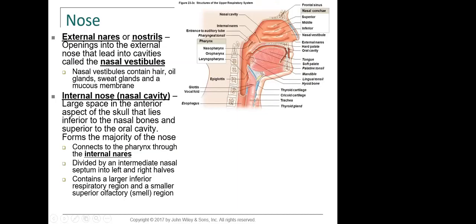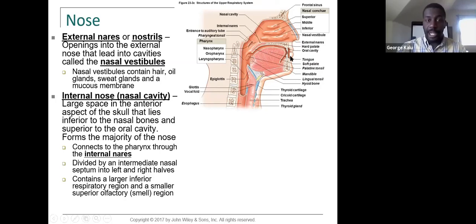Okay. So then once we start to move through that cartilage, the first region that we're going to reach is the nostrils, which are also called the external nares. The nostrils are going to be these openings that will lead into our nasal cavity. Once air starts to flow into the nostrils, it's going to reach a particular region here called the nasal vestibule.